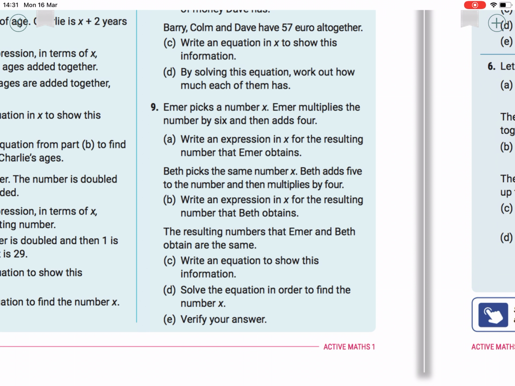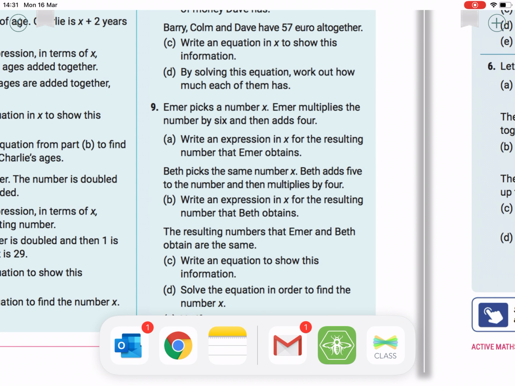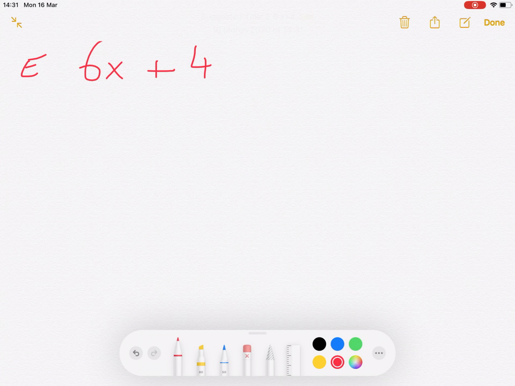The next one then, Beth picks the same number x. She adds 5 to the number and then multiplies by 4. Now this is a little bit different, okay? She then multiplies by 4. So she adds 5 to the number and then multiplies by 4. So I'm starting off with the number. Now this is Beth, so we'll do this in a different colour. She adds 5 to the number and then multiplies by 4.